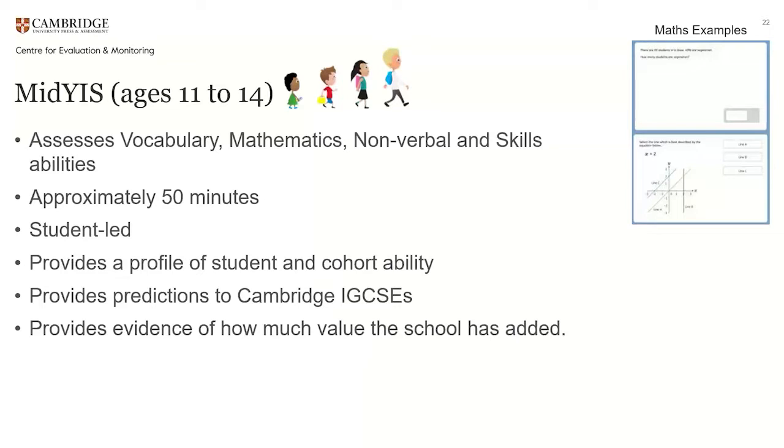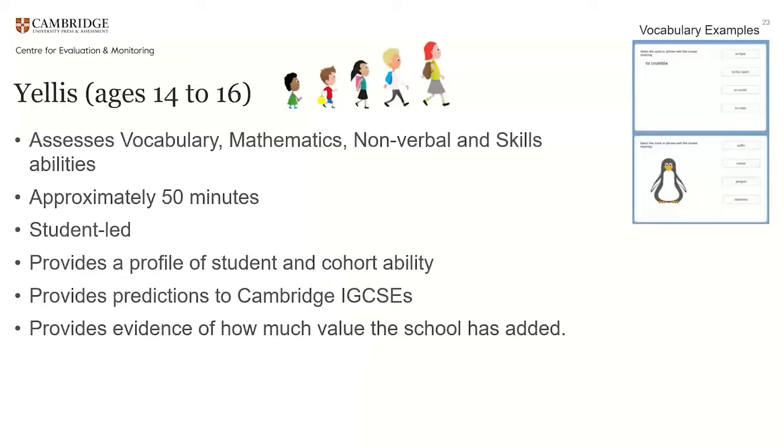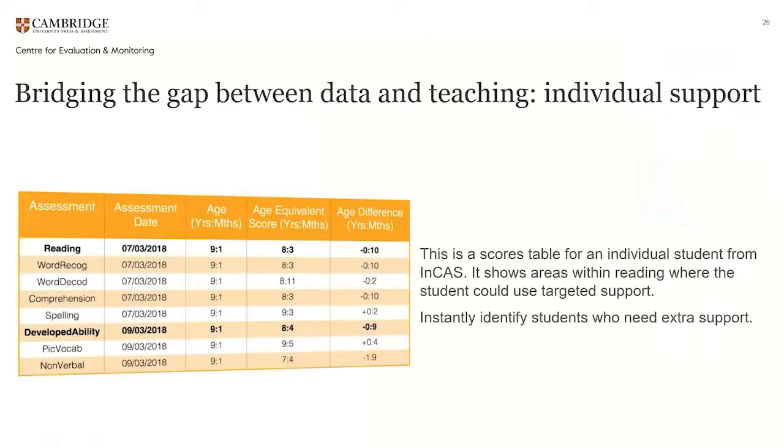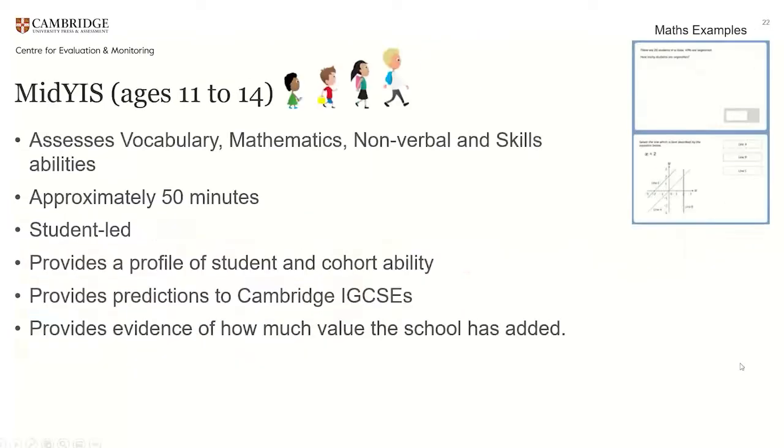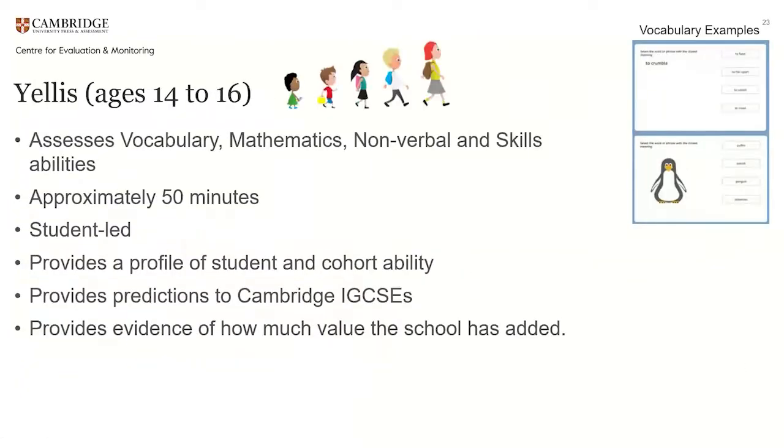Yellis is pretty similar to Midyis. One thing I think which is nice, which you also get in Midyis actually, is the value added report. So this is a report that tells you the difference between what a child was predicted or most likely to get in a GCSE subject and what they actually got. So as a school, you can see, okay, the maths department, for example, seems to be adding maybe a whole grade when it comes to their score. Maybe the biology department is not doing so well.